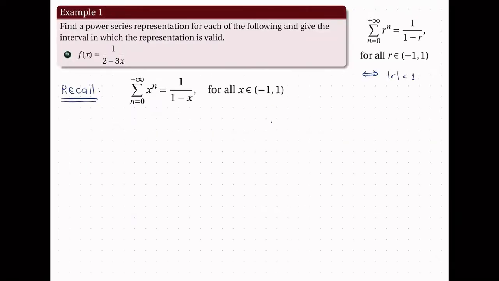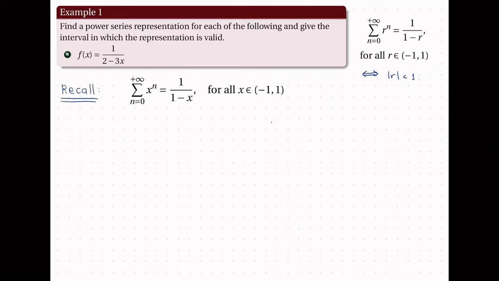So for our first example, we are asked to find a power series representation for f of x equals 1 over 2 minus 3x and give the interval in which the representation is valid. So dito, i-recall natin yung strategy na tinuro sa atin doon sa lecture video. So na-establish na natin sa lecture video na ang sum ng geometric series na ito ay equal sa 1 over 1 minus x and nag-hold yung equality na to for values of x in the open interval -1 to 1.